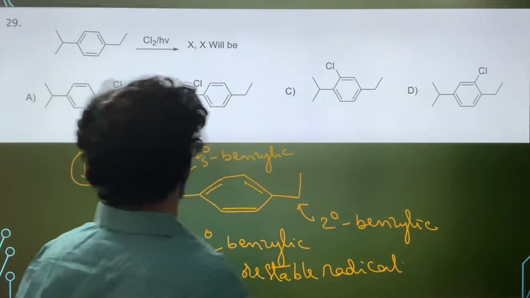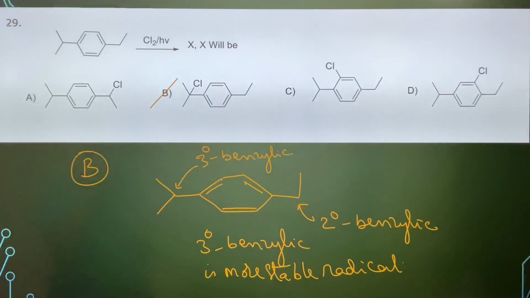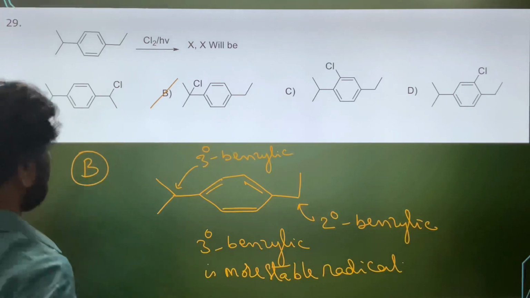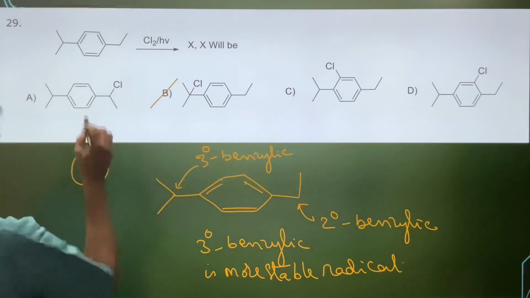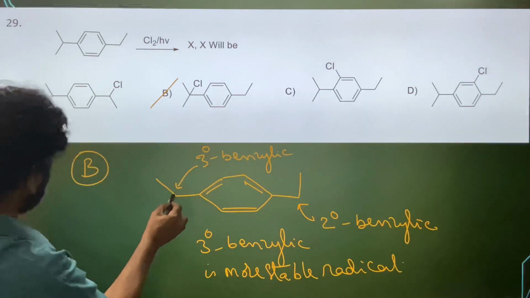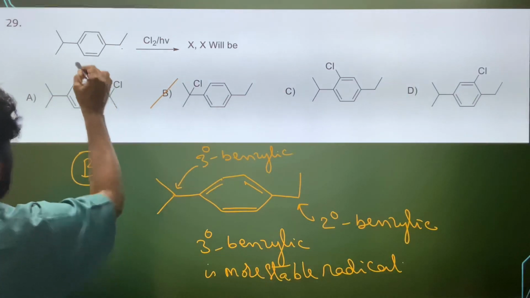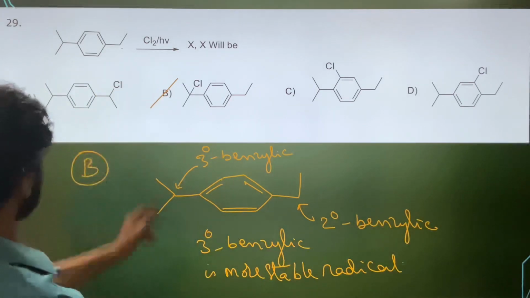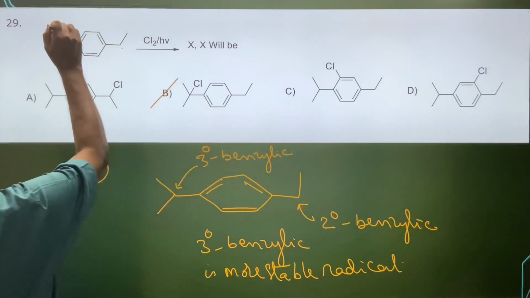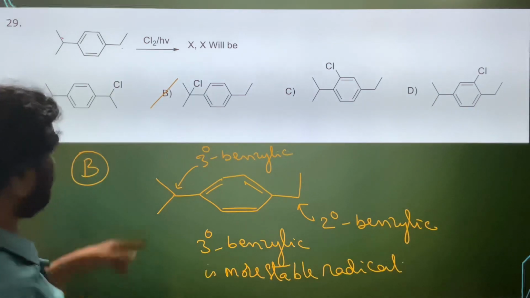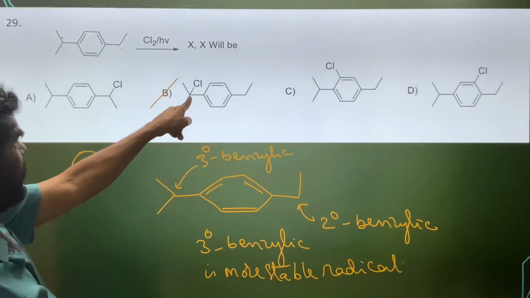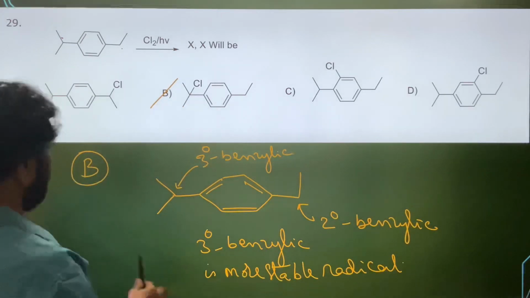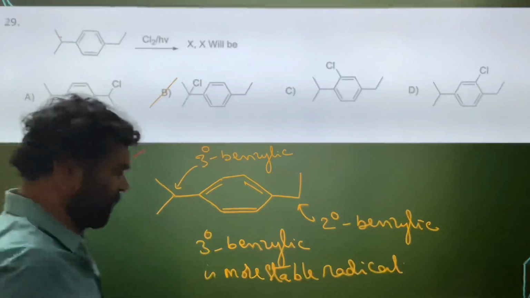Radical substitution. The next one is again chlorination, free radical substitution. In the side chain, the halogenation, chlorination has to take place. This is the 3 degree benzylic carbon, this is the 2 degree benzylic carbon. As the degree increases, the stability increases, therefore the chance of attack here is more. That is, the substitution takes place at the 3 degree benzylic carbon. This is the product of the reaction. B is the correct option.